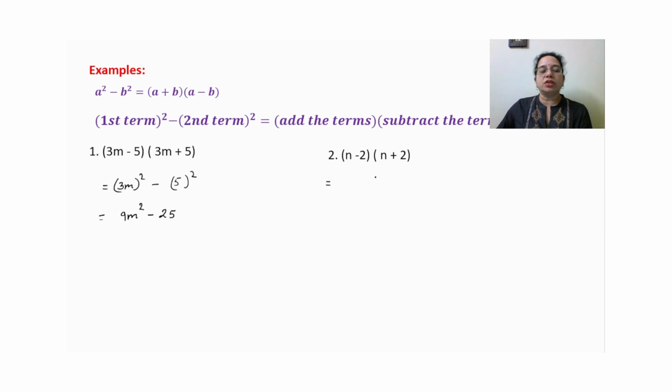Again, your first term is same, second term is same, middle sign is different. It means we will use the third identity. And what is the third identity? First term whole square minus second term whole square. So this will give you n square minus 4.